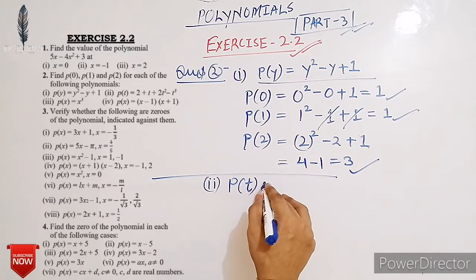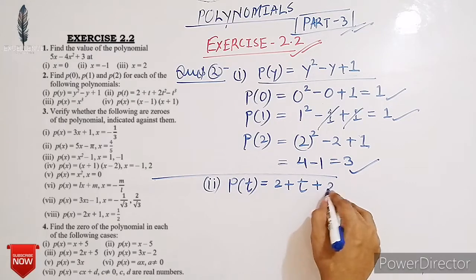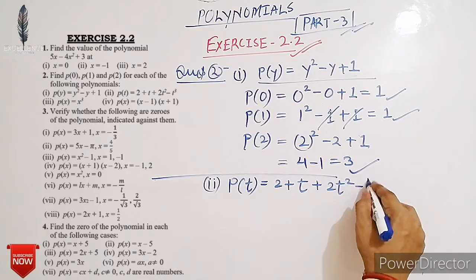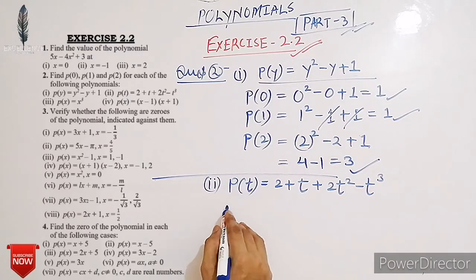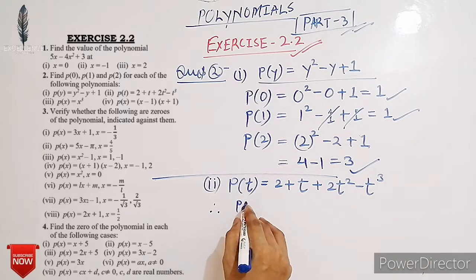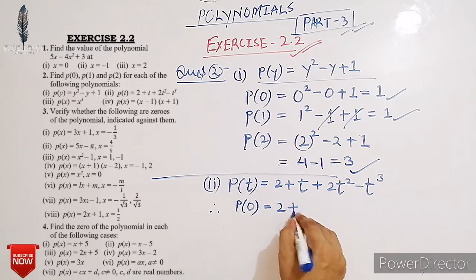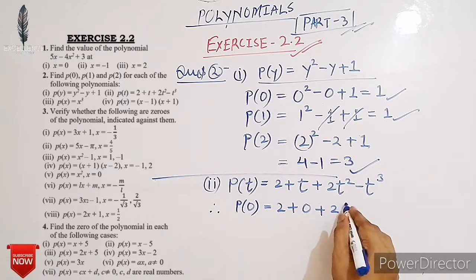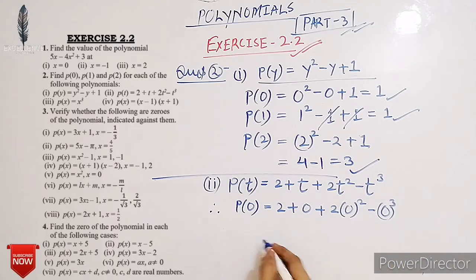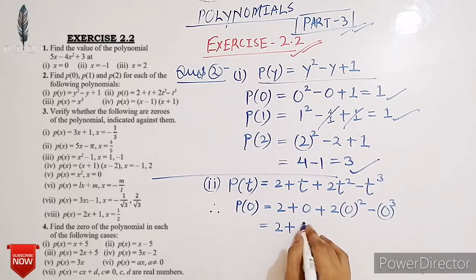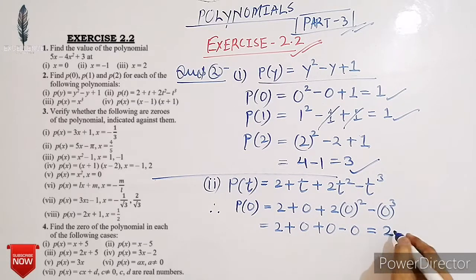p of t is equals to 2 plus t plus 2t square minus t cube. Now p of 0 is equals to 2 plus 0 plus 2 into 0 square minus 0 cube. Here 2 plus 0 plus 0 minus 0 is equals to 2.